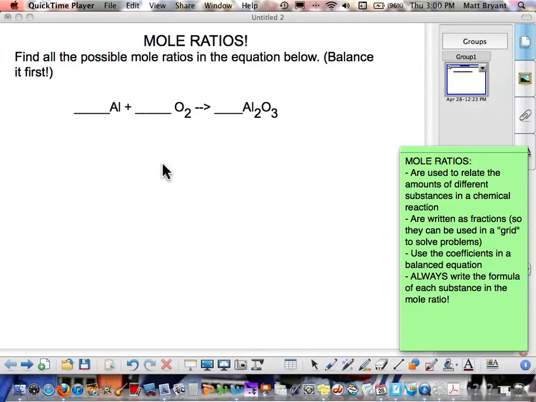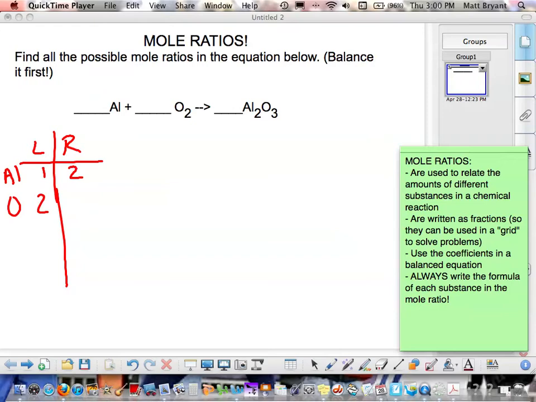Now, first thing we need to do is to balance this equation. So, as always, I'm going to go ahead and make a chart because I like charts. So, we're going to make a chart with aluminum and oxygen. Two elements, no waiting. So now, I'm just going to go ahead and kind of quick fire through this just to save some time here.